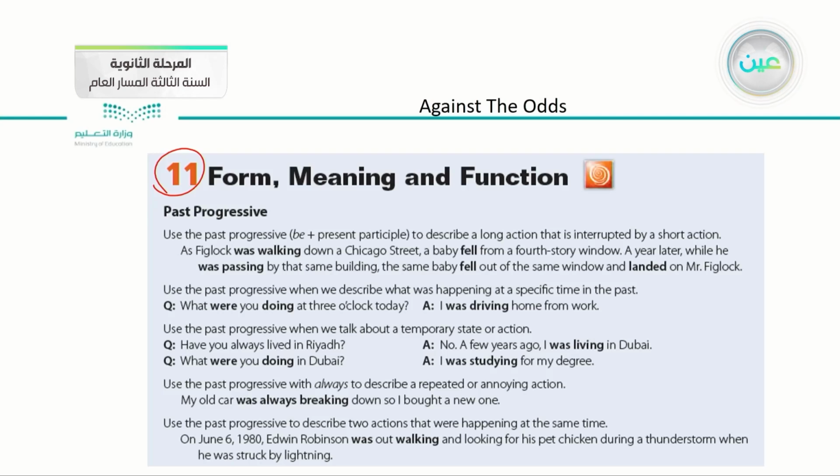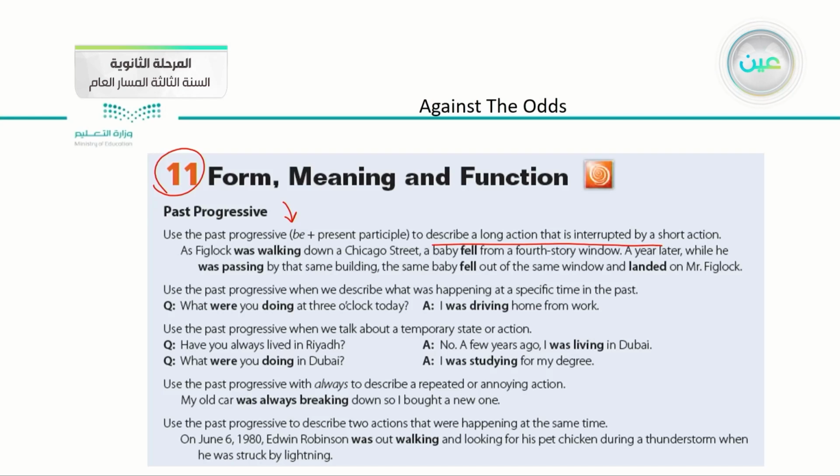We started with the first one, which is the past progressive. We said that we use the past progressive by putting the verb be, was or were, followed by a present participle, to describe a long action that is interrupted by a short action. There are many situations where we use the past progressive. This is the first one, describing a long action that is interrupted by a short one.